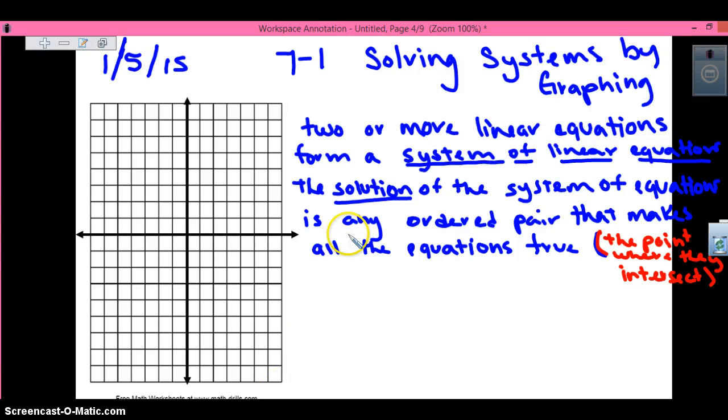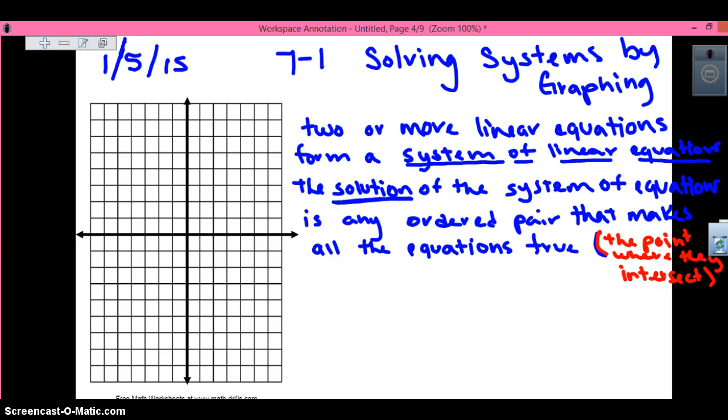Today we're talking about solving systems by graphing. Two or more linear equations form a system of linear equations. The solution of the system of linear equations is any ordered pair that makes all the equations true. In other words, when we graph two or more lines, that point where they intersect, that's the answer.